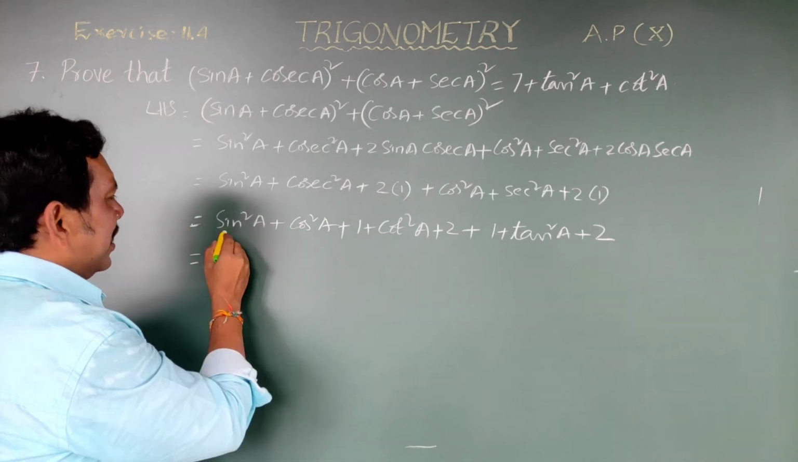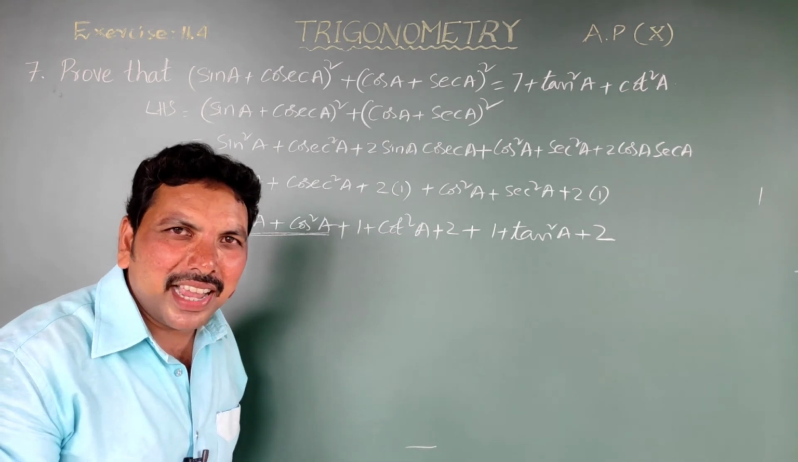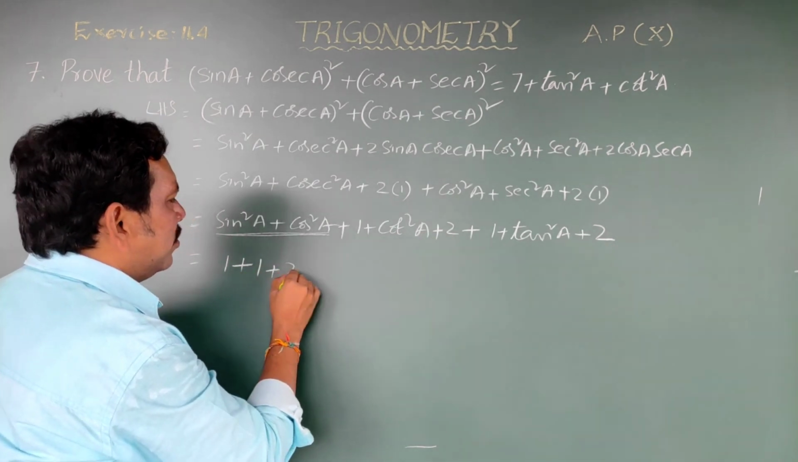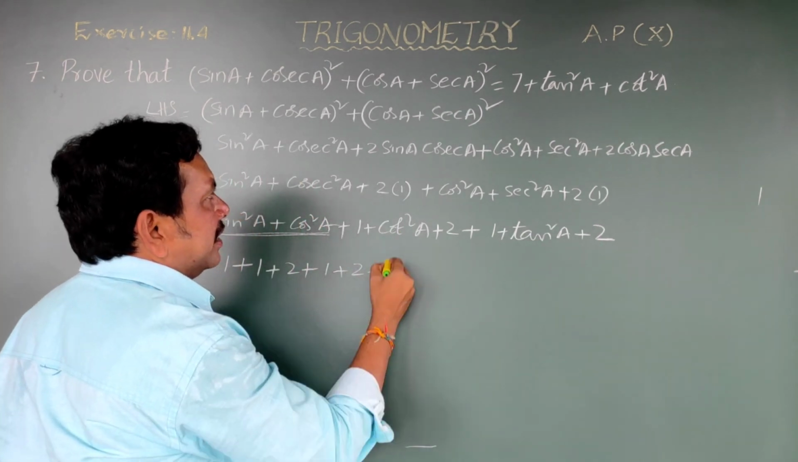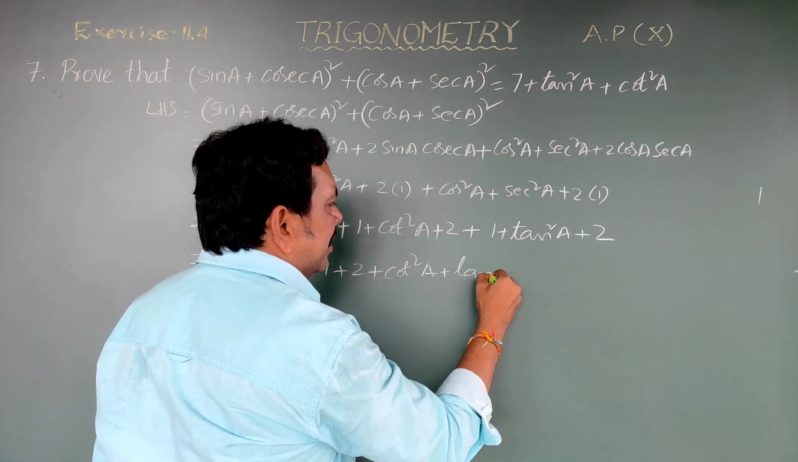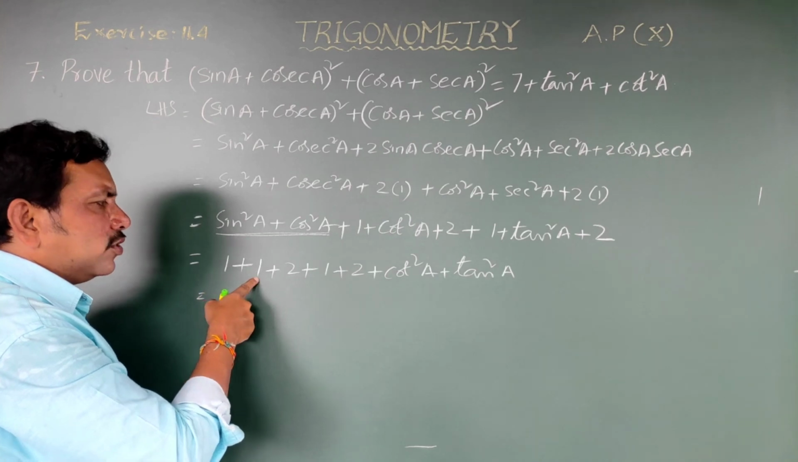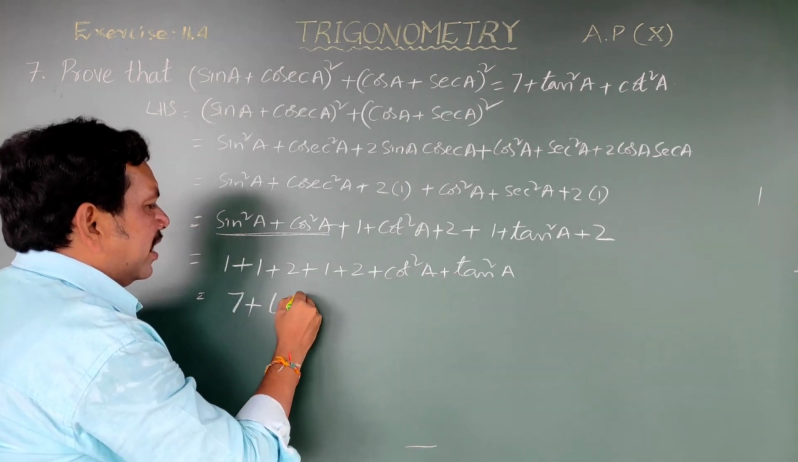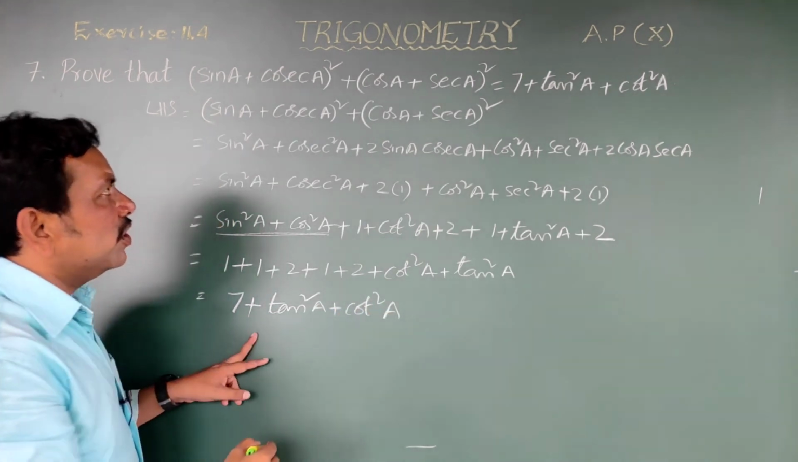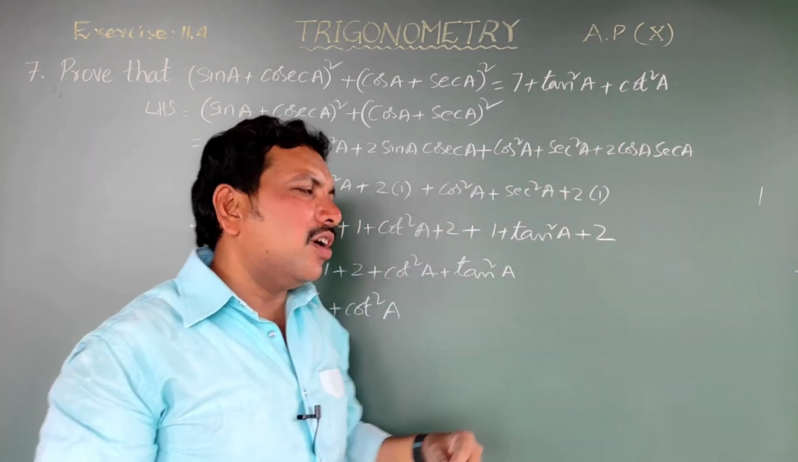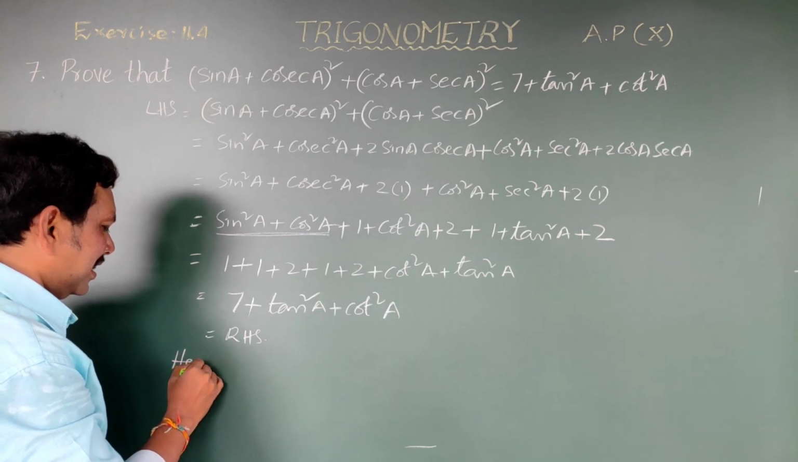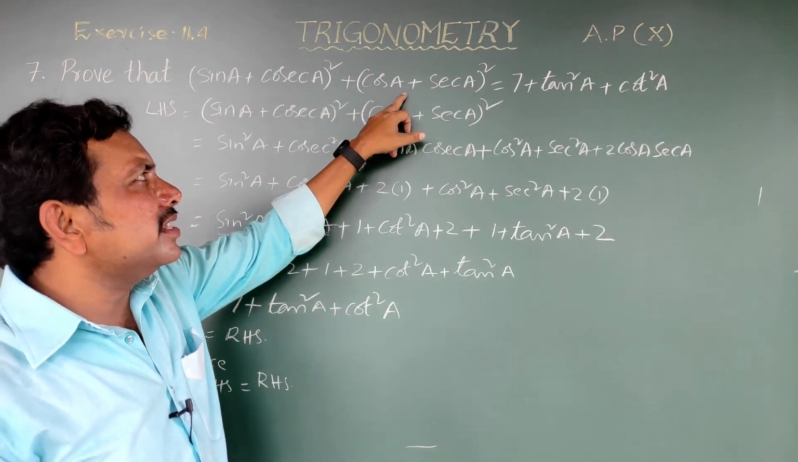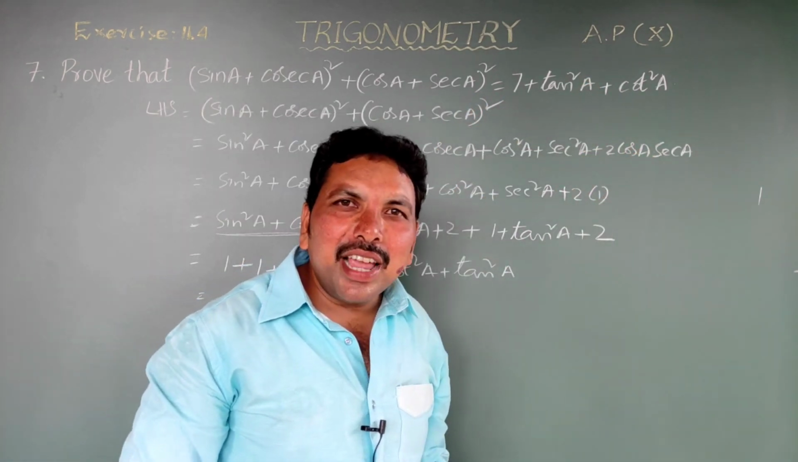So that is equal to, by the first trigonometric identity, sin square A plus cos square A equal to 1, plus 1 plus cot square A plus 2 plus 1 plus tan square A plus 2. Here 1 plus 1 is 2, 2 plus 2 is 4, 4 plus 1 is 5, 5 plus 2 is 7, plus tan square A plus cot square A. We got the RHS, 7 plus tan square A plus cot square A. Hence LHS is equal to RHS.